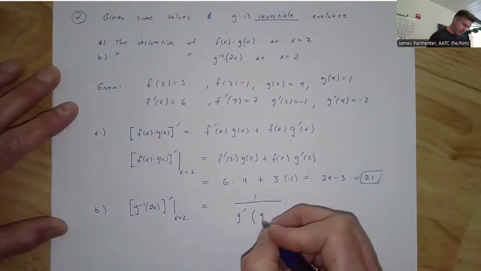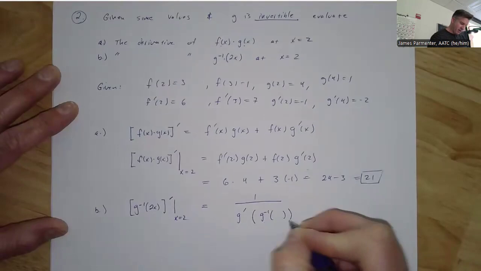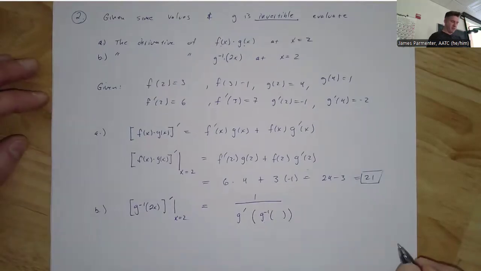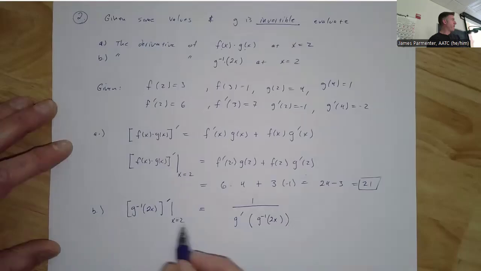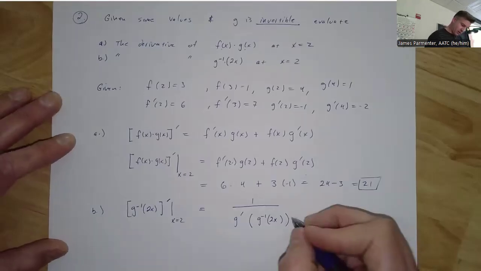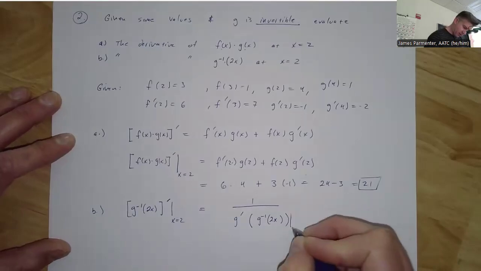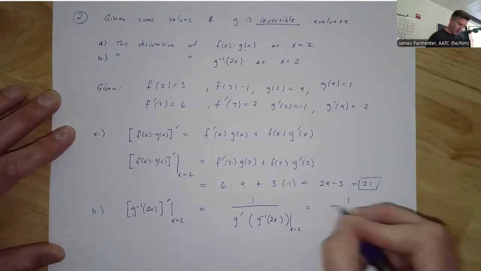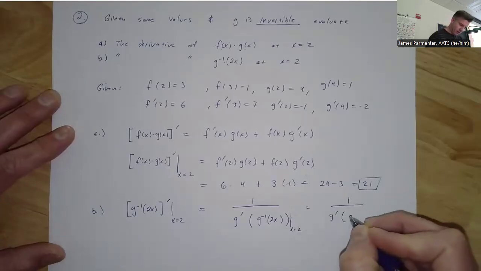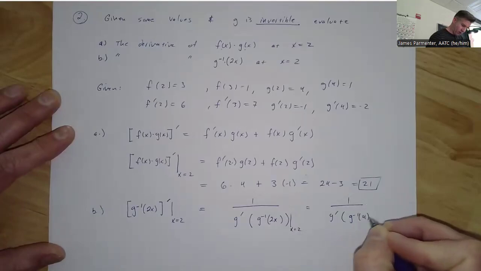G inverse of 2x. I was going to say 4, but yeah. Still at the same value here, right? So we're trying to find, so this is still evaluated at x equal to 2. So we're trying to find 1 over G prime of G inverse of 4.